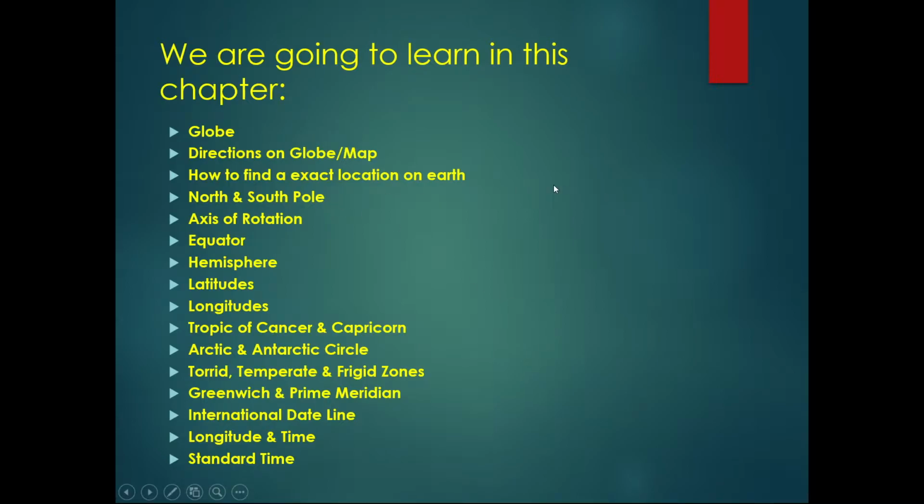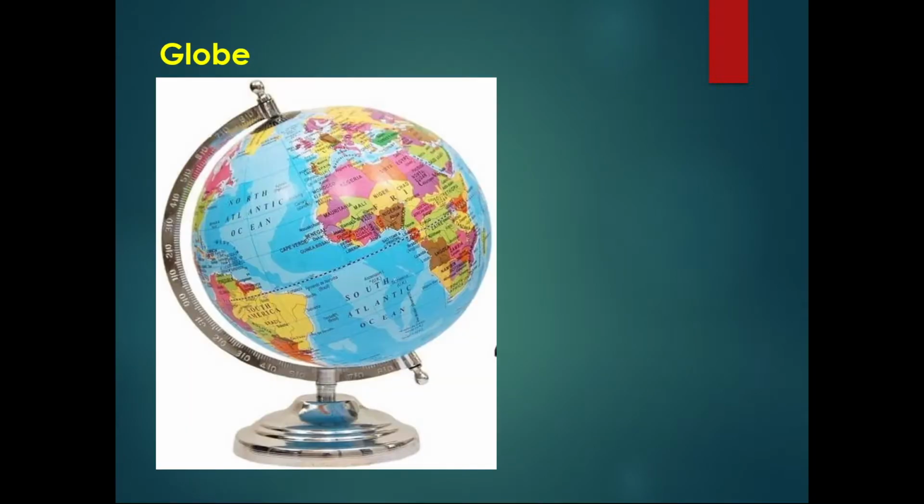or map, how to find the exact location on earth, north and south pole, axis of rotation, equator, hemisphere, latitudes, longitudes, Tropic of Cancer and Capricorn, Arctic and Antarctic circle, torrid, temperate and frigid zones, Greenwich and prime meridian, international date line, longitude and standard time related to a country. Okay, so we will start from the globe.